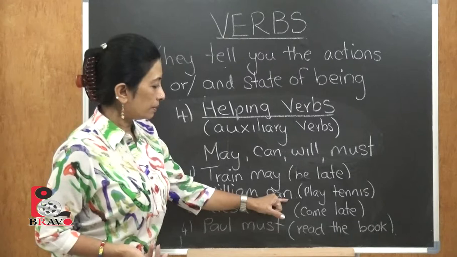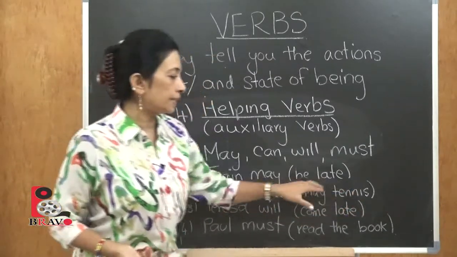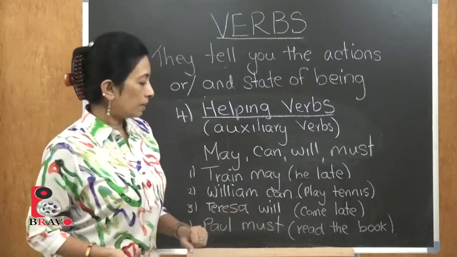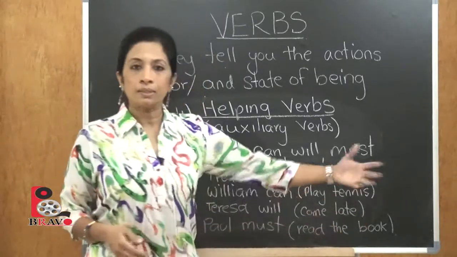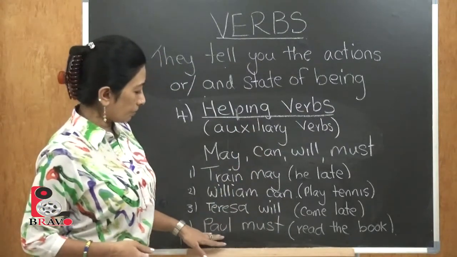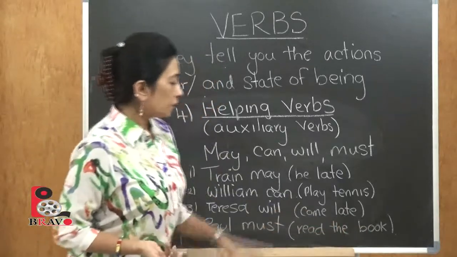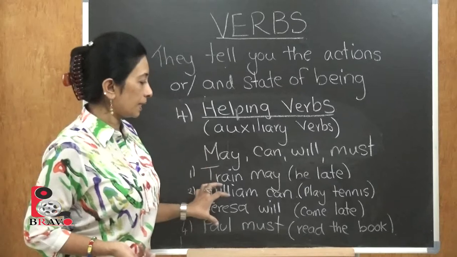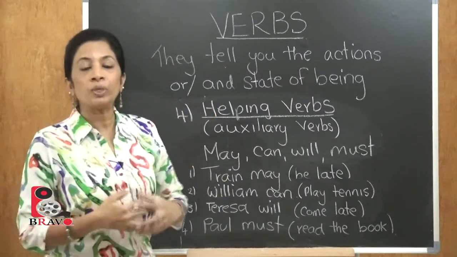William can do what? Additional support is play tennis. This is just an example of the sentence. Teresa will, it doesn't make sense. But the moment you say Teresa will come late, it makes sense. And here also Paul must. What does Paul must? Read the book. So this is an additional support that is needed to make sense of these particular sentences, which are called the helping verb. So you need a help.